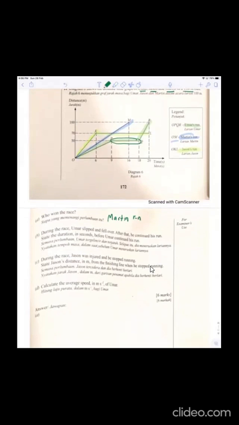Shiran, 100 m in how many seconds? Here in 60 seconds.